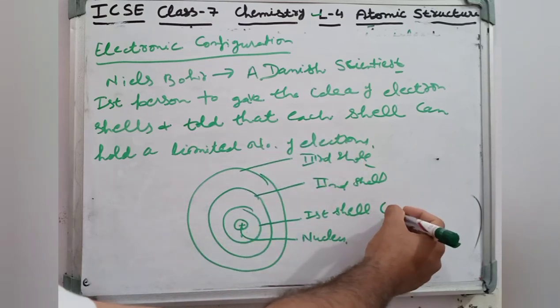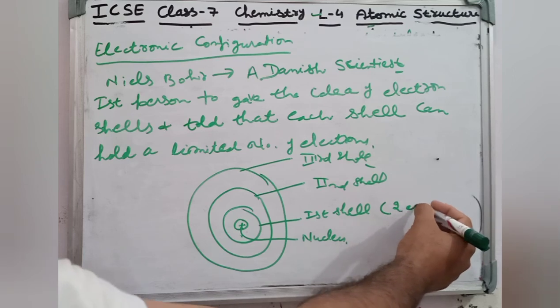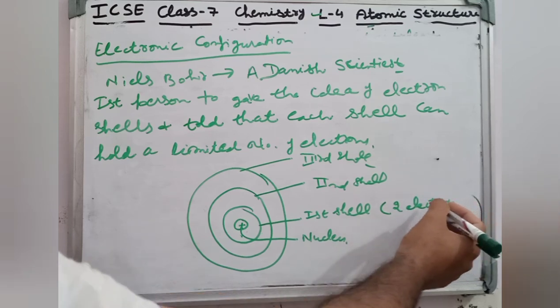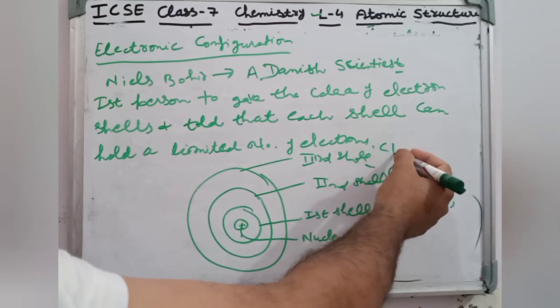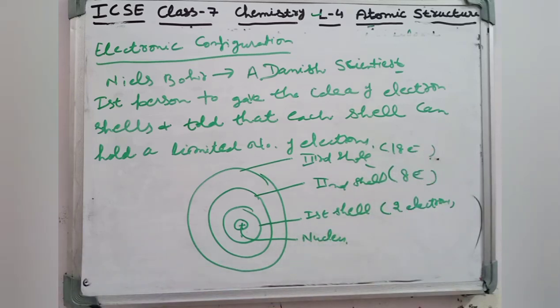So the first shell can hold only 2 electrons. The second shell can hold only 8 electrons. And the third is 18 electrons. So this is the electronic configuration, or electronic arrangement, given by Niels Bohr. So you can easily learn from here how we make the arrangement of electrons in the oxygen atom, right?